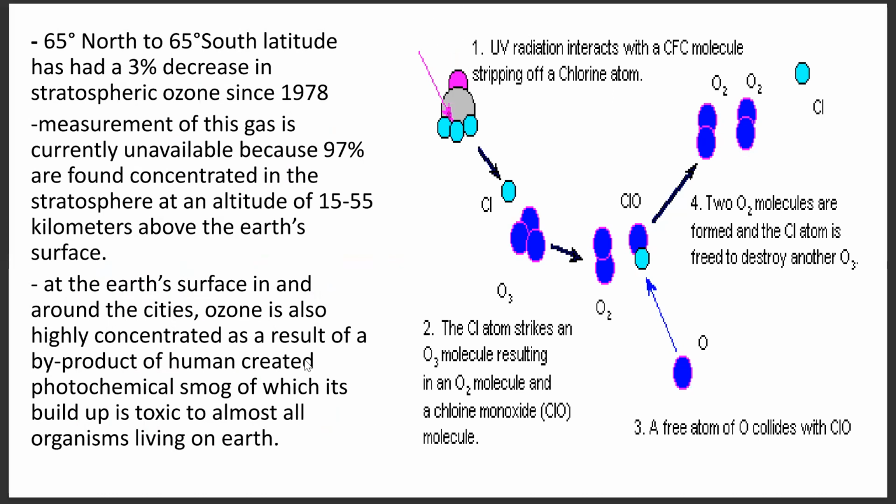So let's first discuss this one. At 65 degrees north to 65 degrees south latitude, there has been a 3% decrease in stratospheric ozone since 1978. Measurement of this gas is currently unavailable because 97% is found concentrated in the stratosphere at an altitude of 15 to 55 kilometers above Earth's surface. At the Earth's surface, in and around the cities, ozone is also highly concentrated as a byproduct of human-created photochemical smog, of which its buildup is toxic to almost all organisms living on Earth.